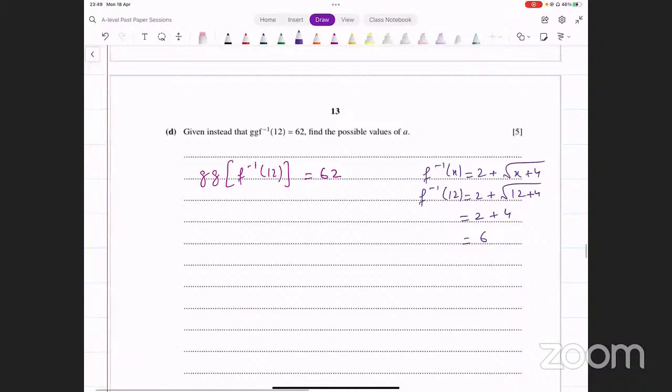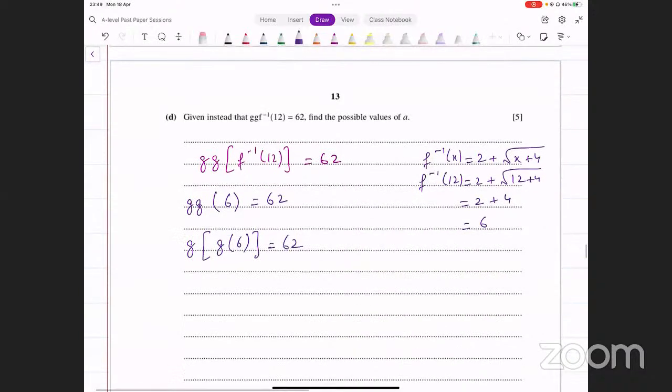अब यहाँ पे input कर दें. So now you've got something simpler. Now you have g of 6 that equals 62. ठीक है? ये आपने अंदर वाला function evaluate कर लिया. Now let's simplify this further. You can say you've got a bracket here like this. आप कह सकते हैं g of 6 that equals 62. अब आप g of 6 evaluate कर लें and see what that turns out to be.